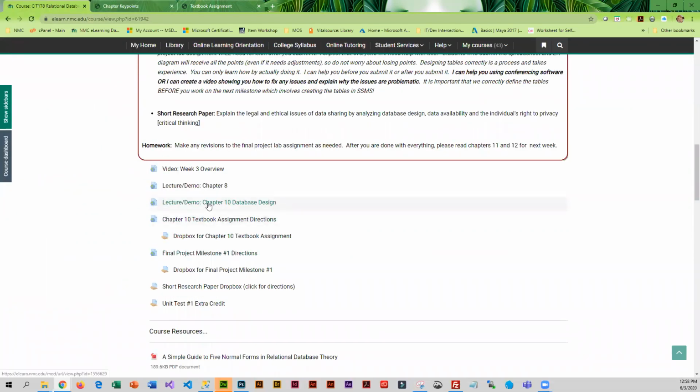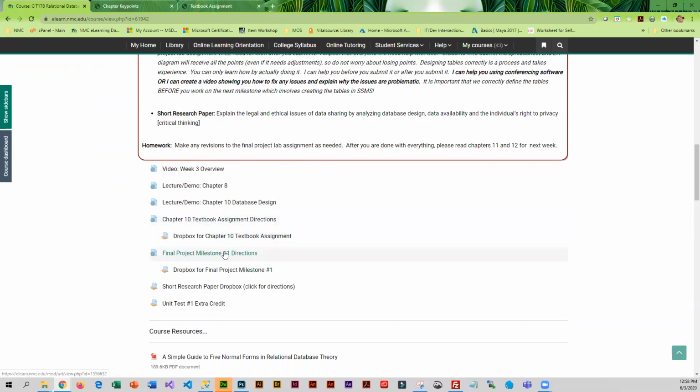So we've got Chapter 8, we've got Chapter 10, which does include a textbook assignment. That textbook assignment, the exercises in it mimic what you need to do in the final project milestone. Okay, so after you go through the Chapter 10 assignment, you're going to be somewhat familiar with the process, which will make completing that milestone a little bit easier.